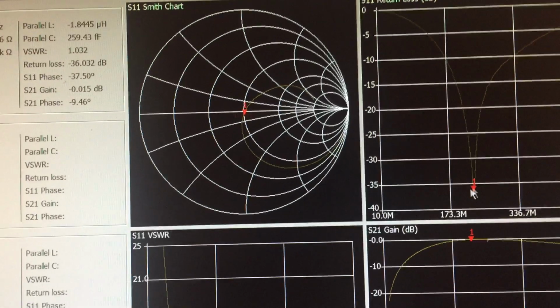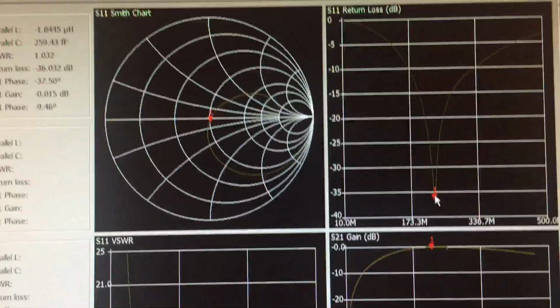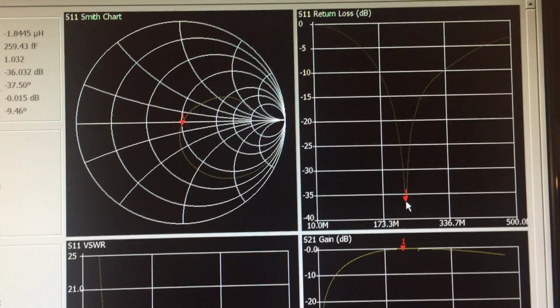So what did we say here? We're at the resonant frequency. That's when the capacitive reactance and inductive reactance are equal.